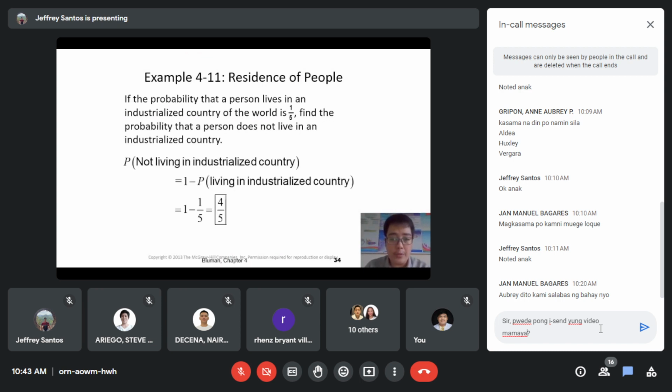So what you are going to do is just subtract the given probability since we are getting the complement. Subtract the given probability from 1. So here, 1 minus 1/5, since 1 is just equivalent to 5 over 5, minus 1/5, that is equivalent to 4/5. So the answer to the given problem is 4/5 or just 80%.